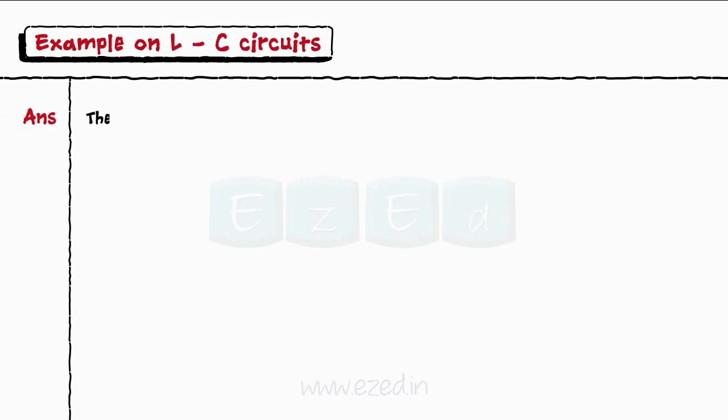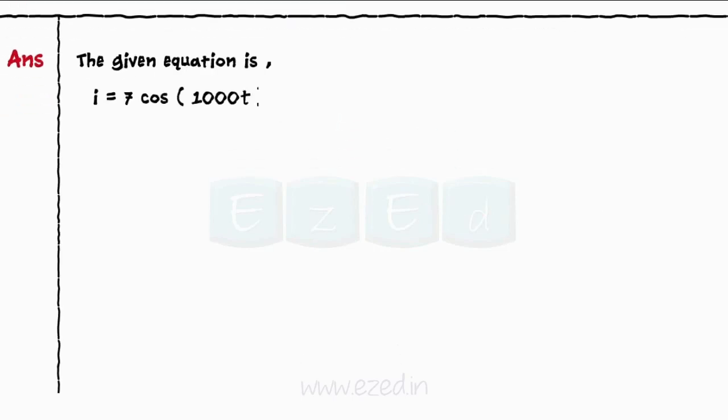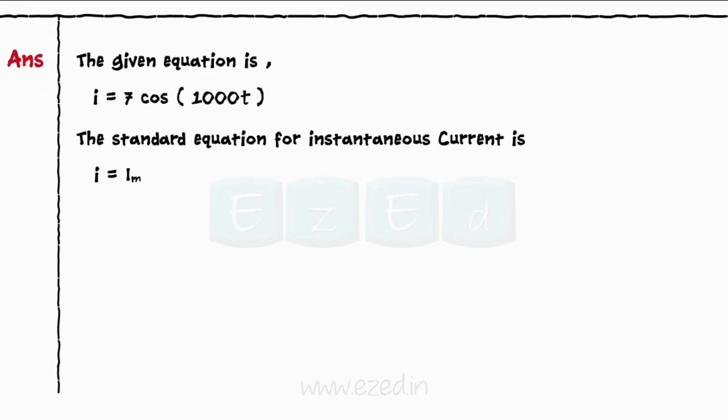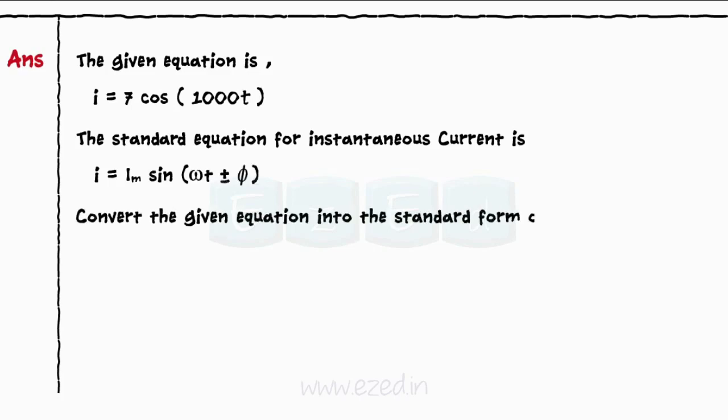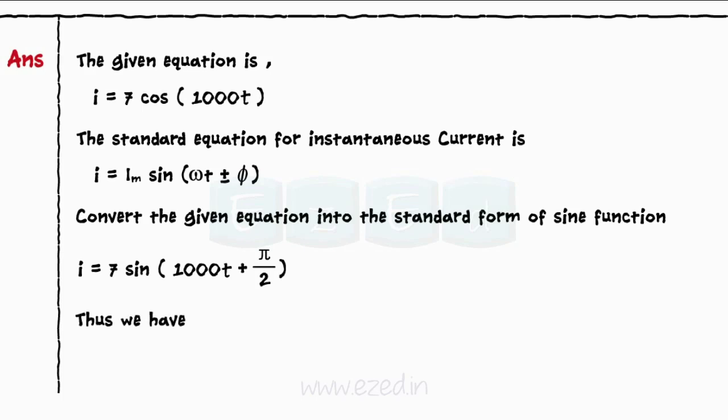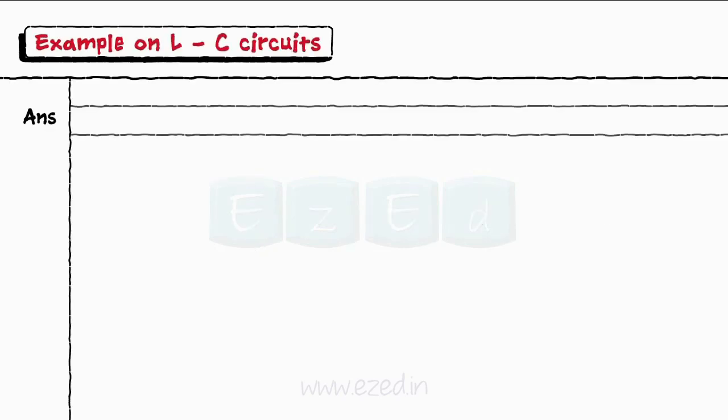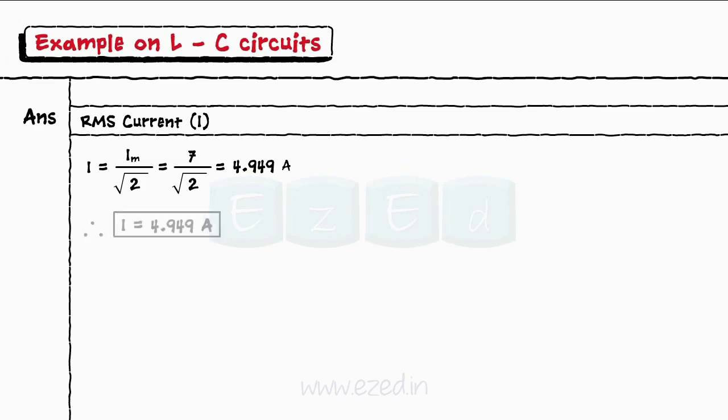The given equation is I equals 7 cos 1000 t, but the standard equation is I equals Im sin omega t. Thus we first convert the cos function into the sine function. Hence the equation for the current changes to I equals 7 sin(1000 t plus pi by 2). Thus we have Im equal to 7 amperes, omega equals 1000 and phase angle equal to pi by 2. The RMS value of current is obtained as I equals Im by root 2, equal to 4.949 amperes.